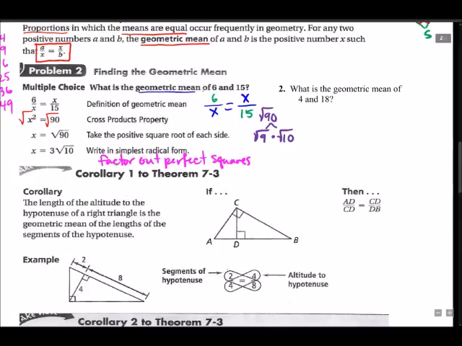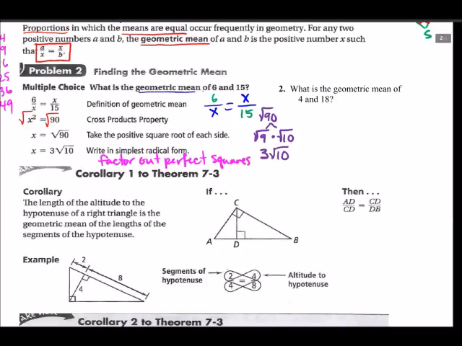Now, I check again. Does 10 have any perfect squares? No, 10 is not divisible by 4 or 9. So we're done. So what is the square root of 9? 3 times, and 10 is not perfect, so it can't get out of square root prison. To get out of square root prison, you have to be perfect. So the square root of 90 in simplest radical form is 3 square root 10.